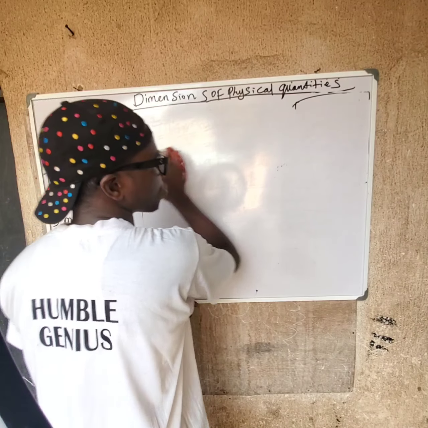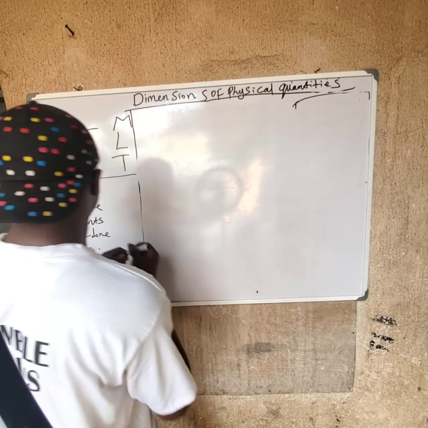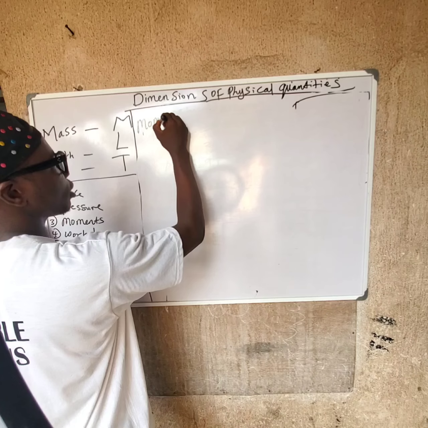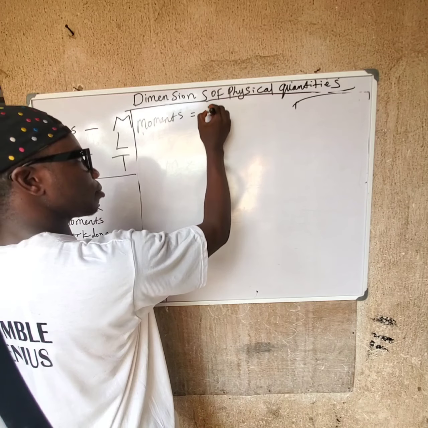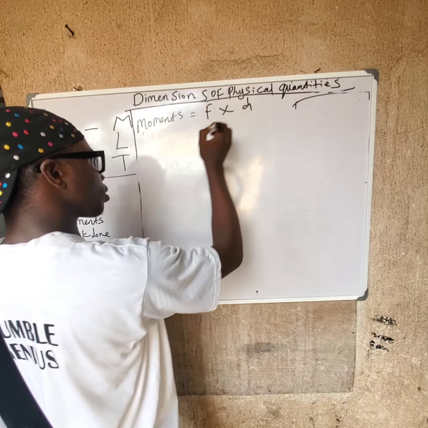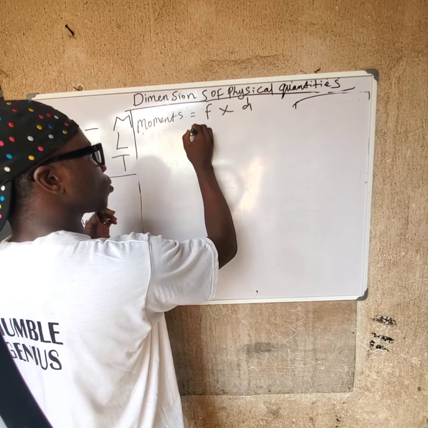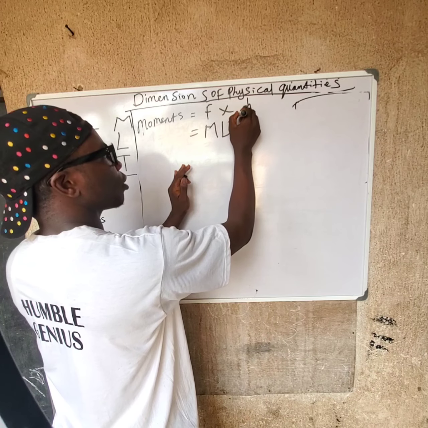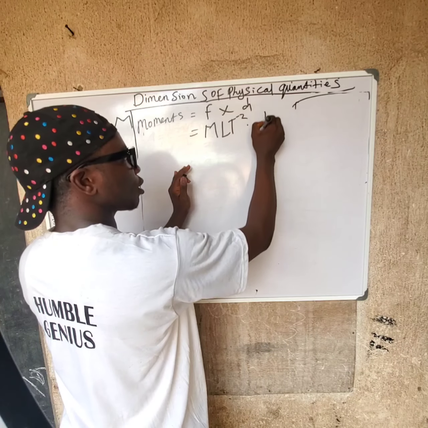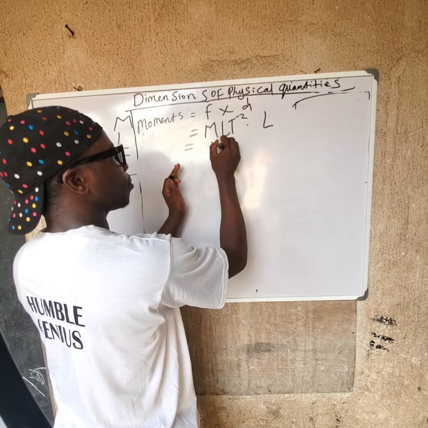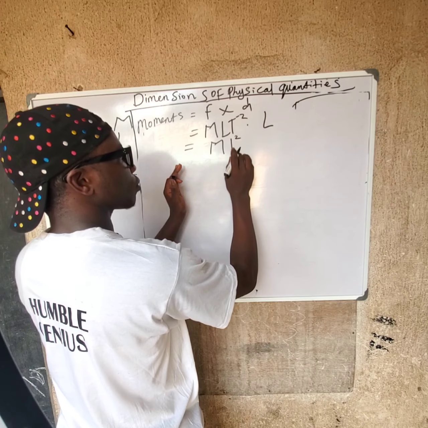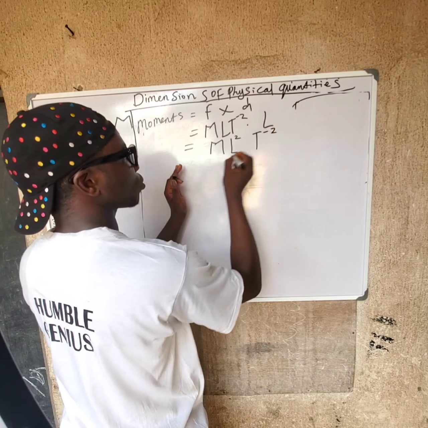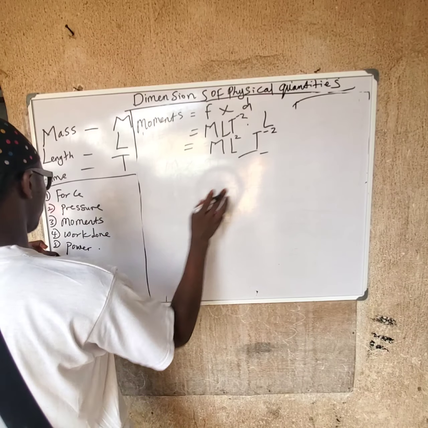All right, let's go. So now the dimension for moments. Class, what is moment? Moment is simply force times perpendicular distance. So what is force? The dimension of force is M L T raised to power minus 2. Dimension of distance is L. So at the end of the day, we have M L squared, sorry, T raised to power minus 2. Correct. So that's the dimension of moment.